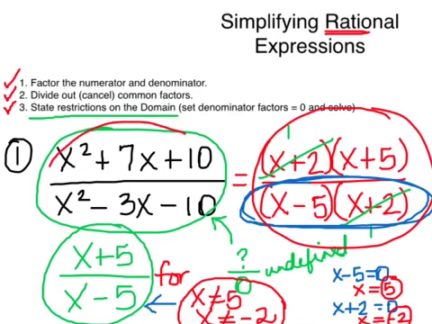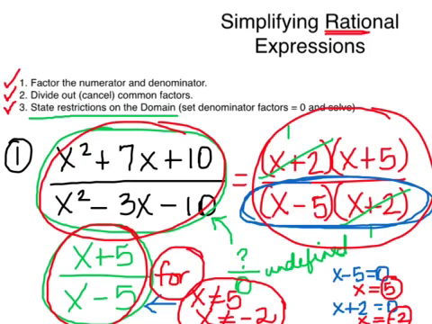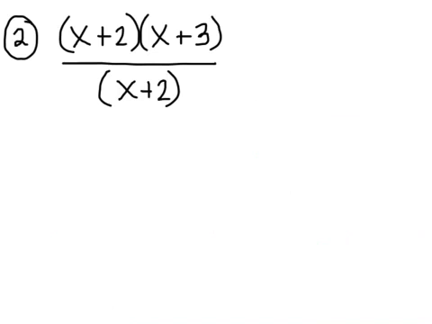So this polynomial over polynomial, or rational expression, equals this as long as x does not equal 5 or negative 2. And you have to state that with the answer. So this is the answer of the simplifying, but you also have to state the restrictions on the domain.